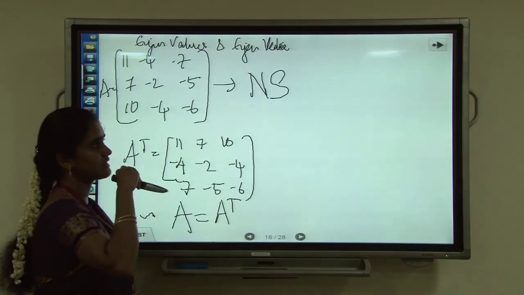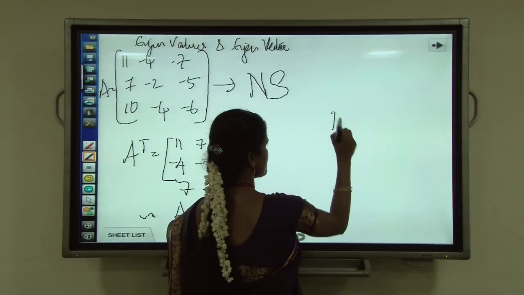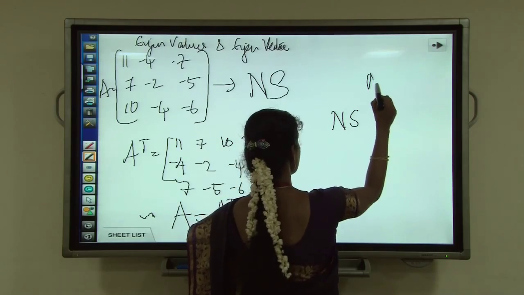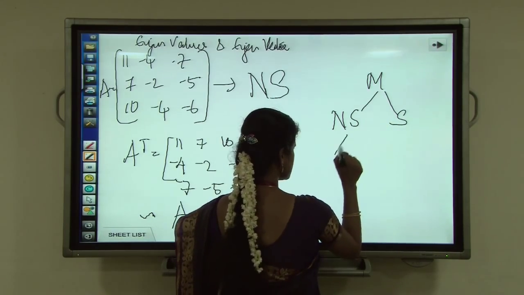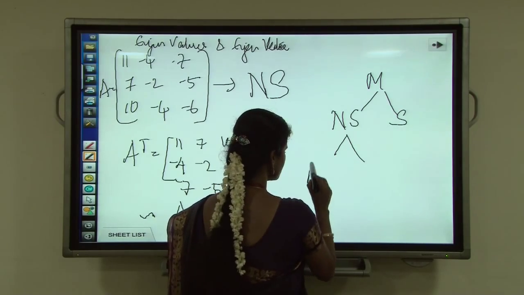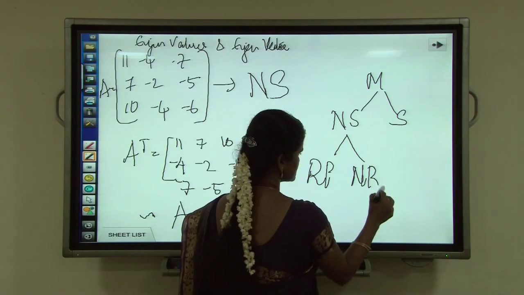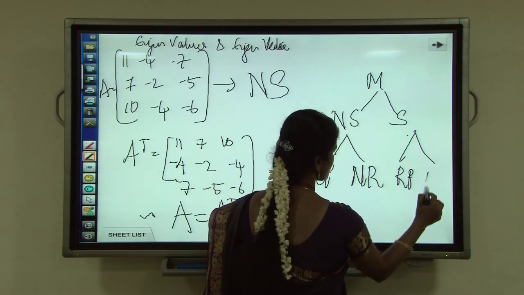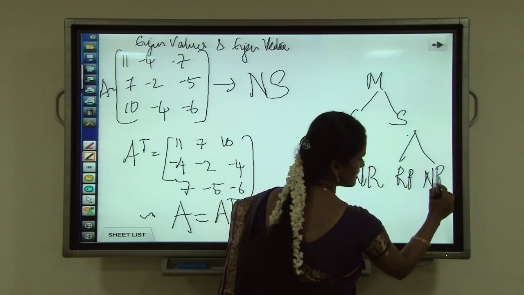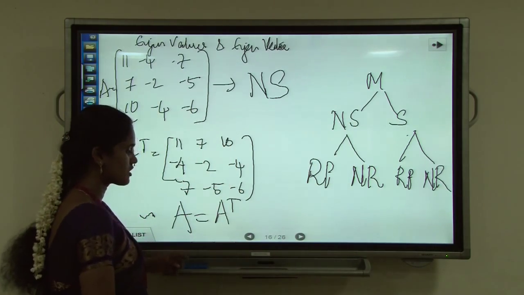Actually, here we have 4 cases where we name the matrices as non-symmetric and symmetric. Under symmetric we have repeated roots and non-repeated roots, and under non-symmetric we also have repeated roots and non-repeated roots. We will talk about repeated and non-repeated roots in more detail later.